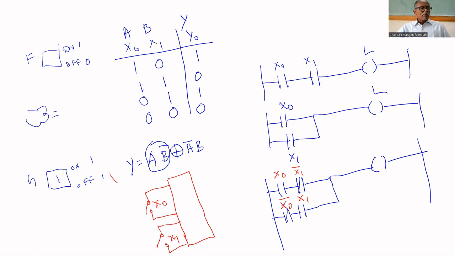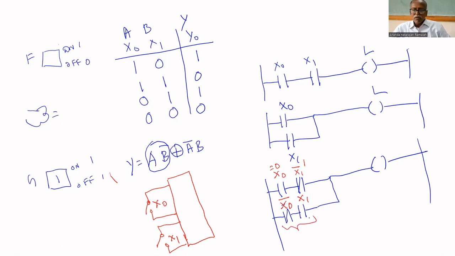Now both are open. Both are 0, which means X0 equals 0 and X1 equals 1. Am I correct or not? Two switches are in series. One switch is closed, another switch is open. There is no power.